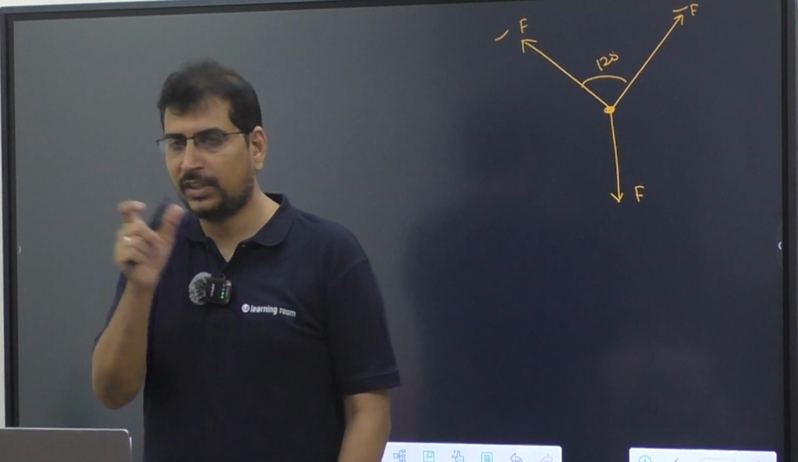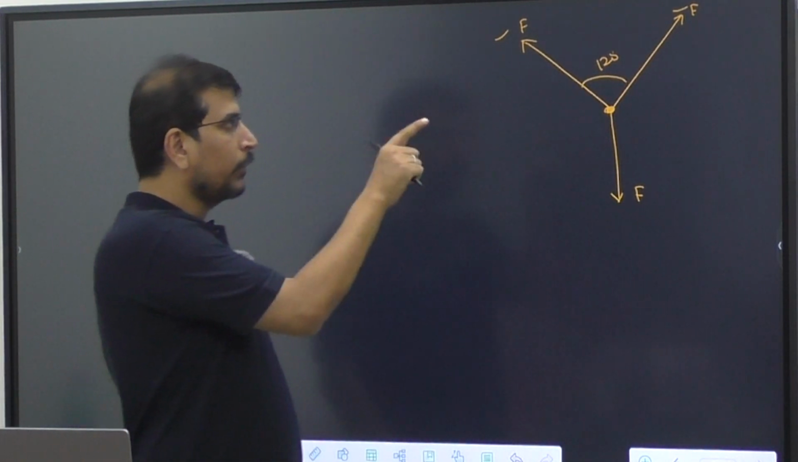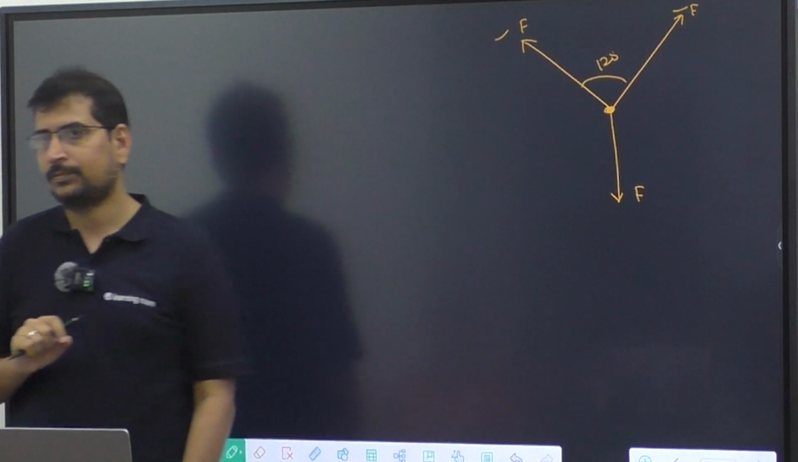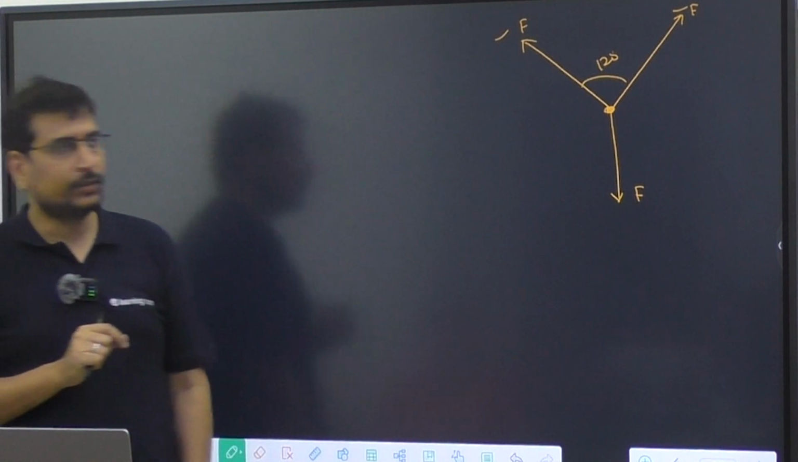Starting point is the same. Co-initial. So when the starting point of two vectors is the same, you can apply the parallelogram law. So what does this parallelogram law of vectors state?